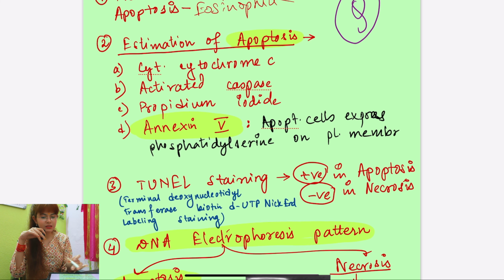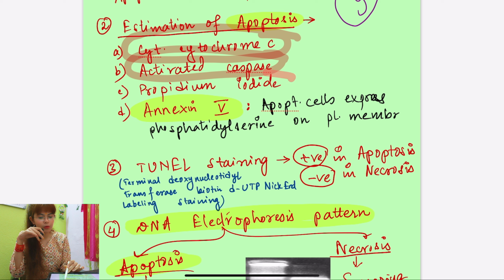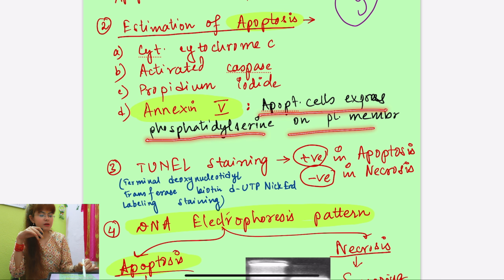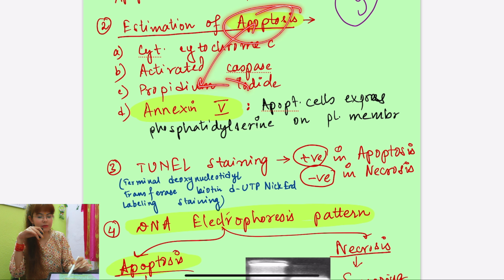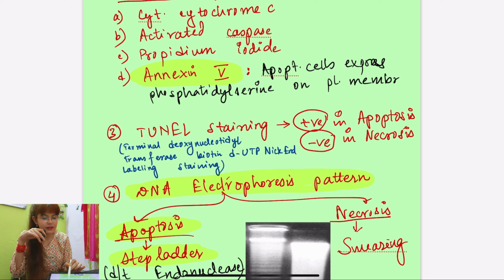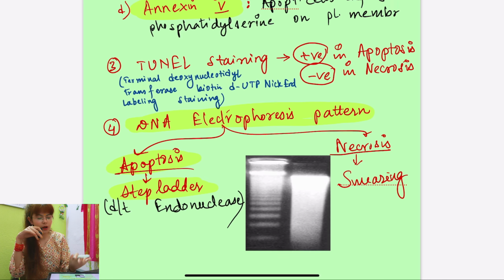Now, if you talk about the estimation of apoptosis, then cytoplasmic cytochrome C, activated caspase, propidium iodide, and most important is annexin V. Annexin V is a marker. Apoptotic cells express phosphatidylserine on the plasma membrane. So these two words are very much interlinked. Very important question. This also is a very important point. Now, TUNEL staining is positive in apoptosis and negative in necrosis. This is a full form, not much required.